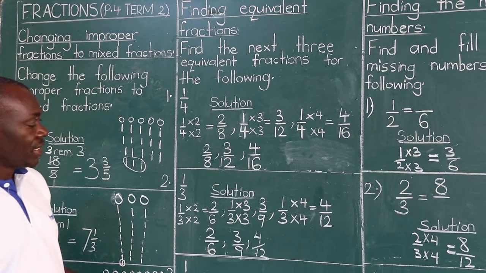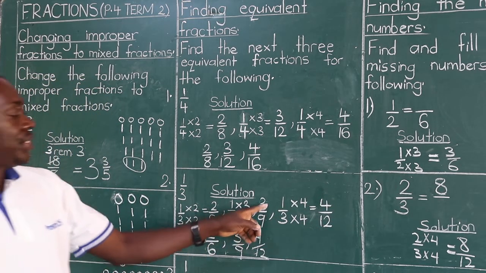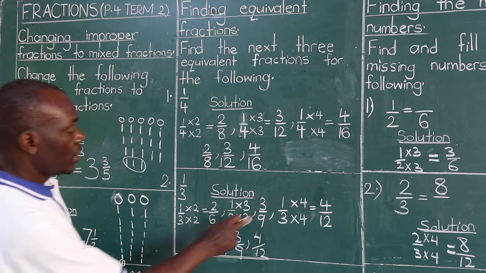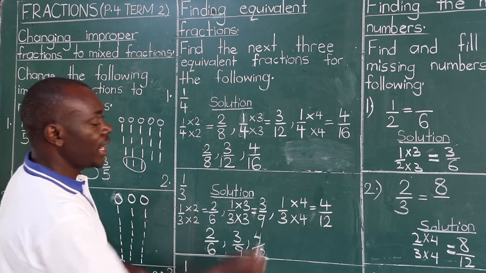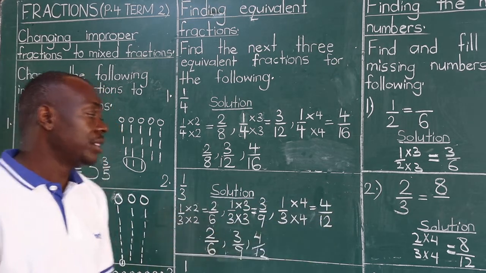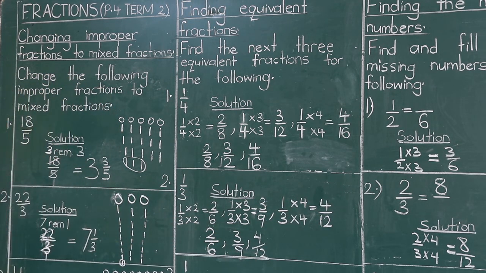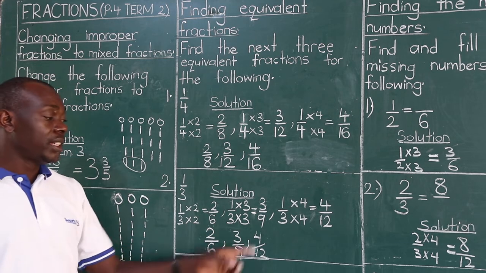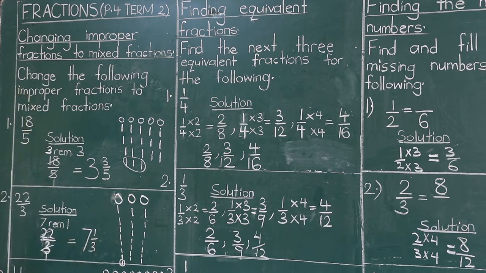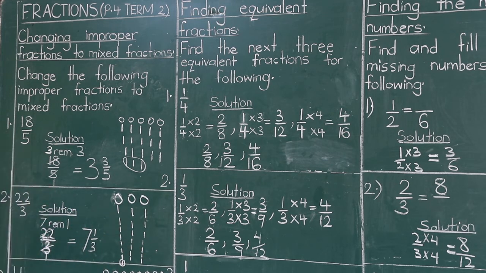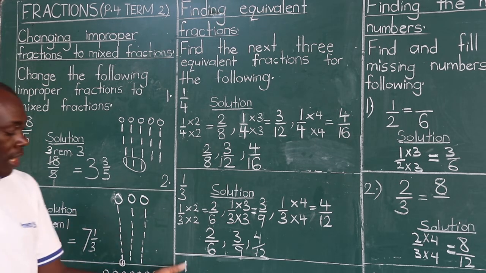So there are 3: 2 out of 6, 3 out of 9, and then 4 out of 12. They are the ones listed here, and they are the 3 equivalent fractions to one third. And that's all. Then find the next 3 equivalent fractions for one fifth, or 1 out of 5.